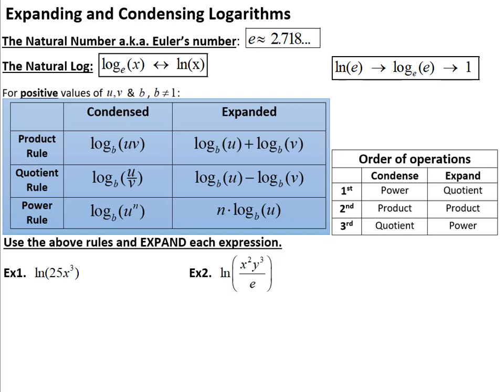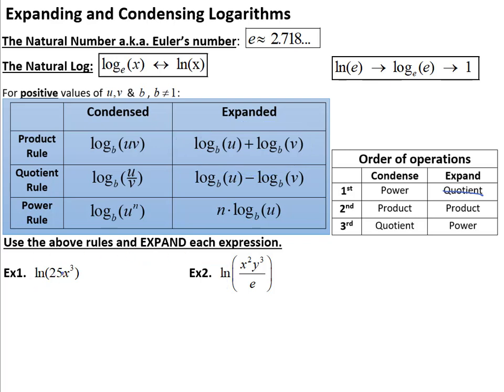Okay, so use the above rules and expand each expression. So the first thing we're going to look for if we're expanding is the quotient rule. And the quotient rule says if I have 2 things being divided, we can write them as 2 logs being subtracted. So do I have anything being divided in here? No. Okay, so we can skip the quotient rule, move on to product rule. Product rule says if I have things being multiplied, we can expand them as individual logs being added.